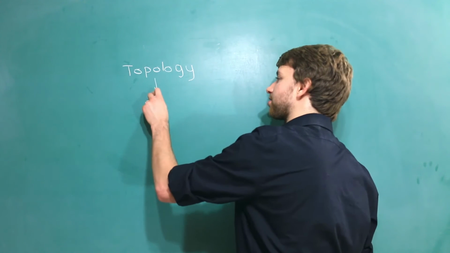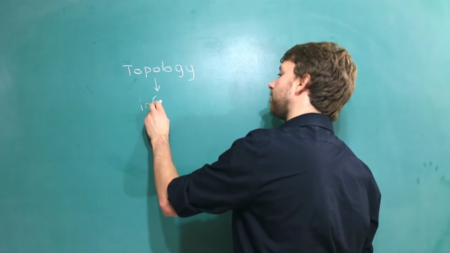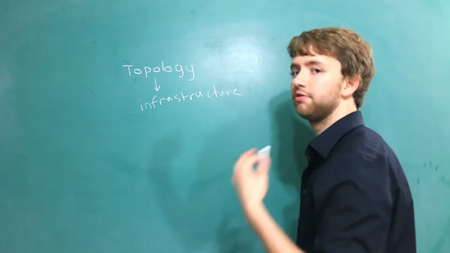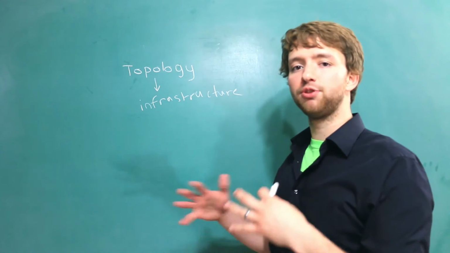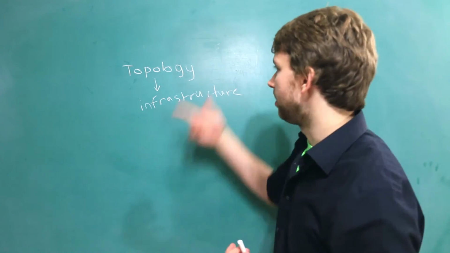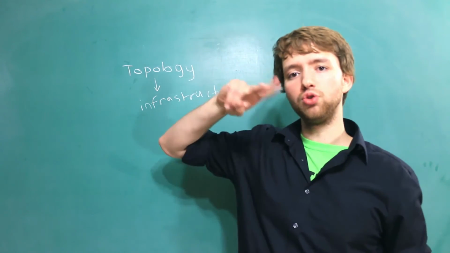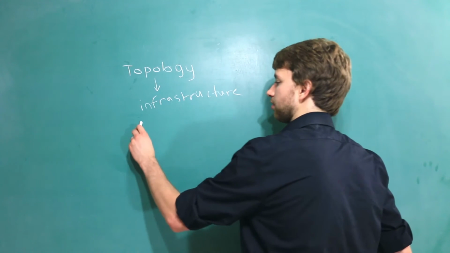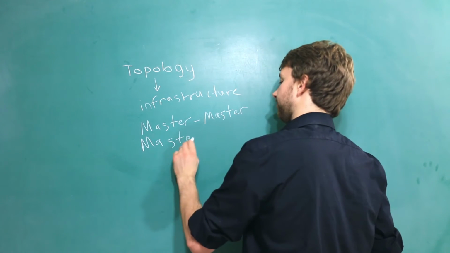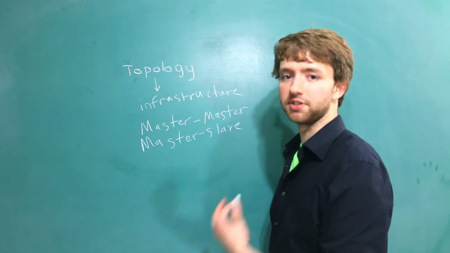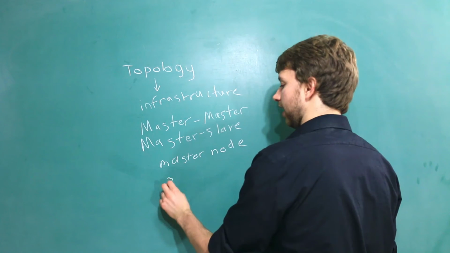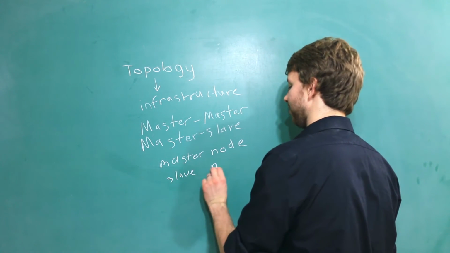The topology describes the infrastructure of your database cluster. So there's different ways you can set up your database cluster. And the fancy word for that is topology. So there's two main topologies. We have what's known as master-master and master-slave. Within these topologies, you're going to have different types of nodes. So for example, you can either have a master node, or you can have, you guessed it, slave node.